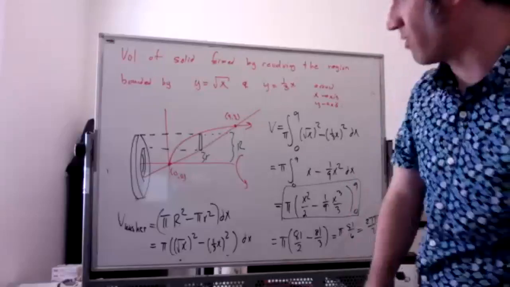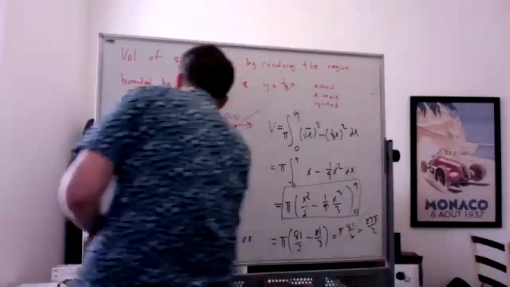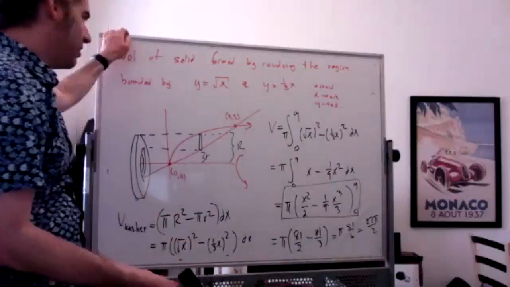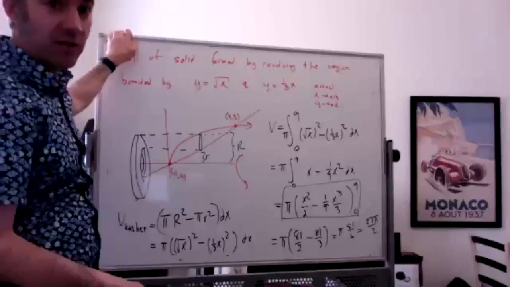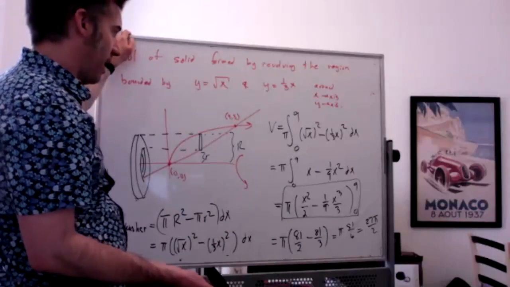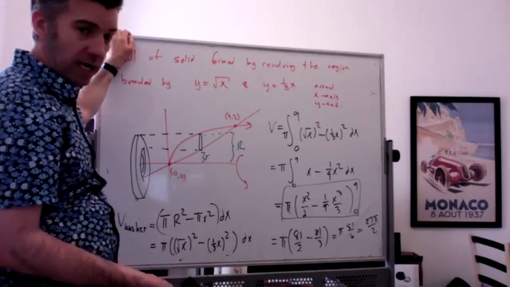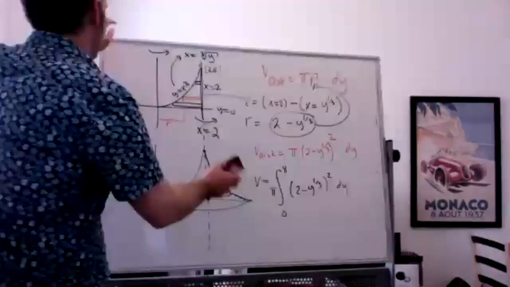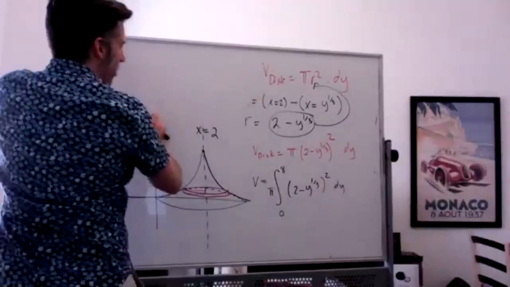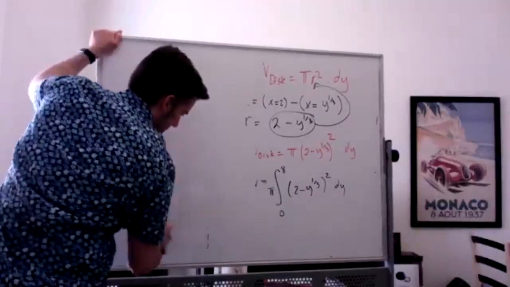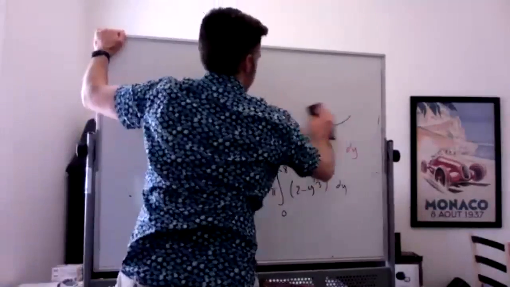Let's see what happens if we go around the y-axis. Actually, let's make it more interesting. So let's set up the integral for going around the line x equals 9. We'll eschew the y-axis and we'll go straight to x equals 9.